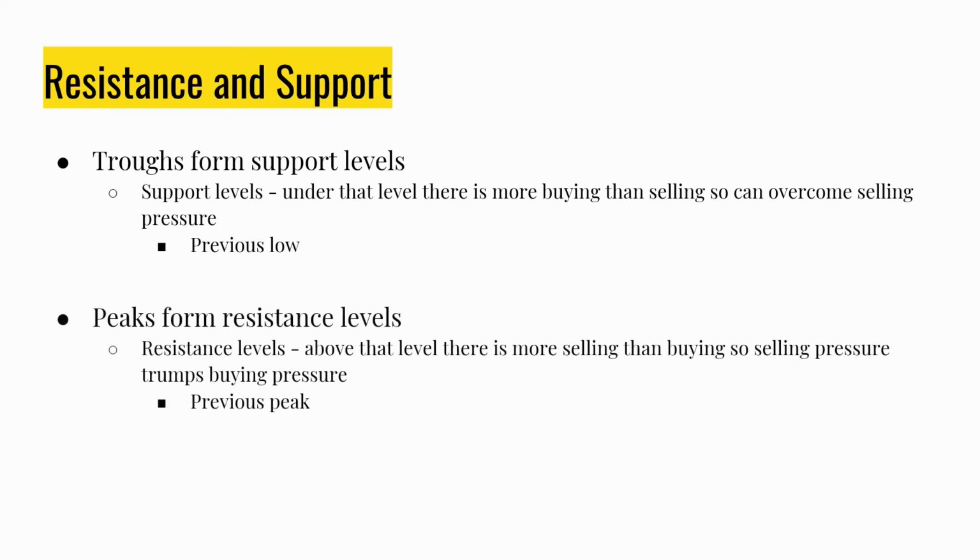On the other hand, previous peaks or previous highs form resistance levels, and resistance levels can be defined as anything above that level where there's more selling than buying, so the stock price would have a hard time going over this level due to the selling pressure. I'll be providing examples later on so we can solidify what I just said, but until then, continue watching the video. For now, let's move on to the ideas of a reversal.